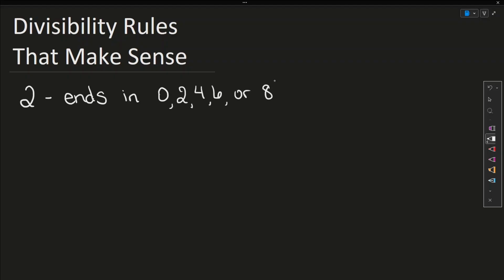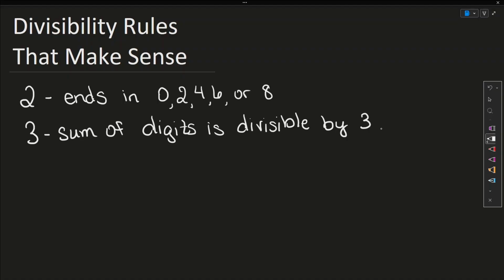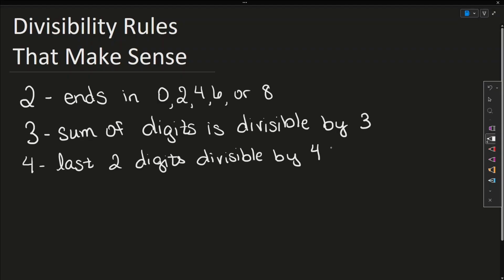A number is divisible by 2 if the number ends in 0, 2, 4, 6, or 8. Why? Because those are the even digits, and every even number is divisible by 2. A number is divisible by 3 if the sum of its digits is divisible by 3. A number is divisible by 4 if the last 2 digits are divisible by 4.